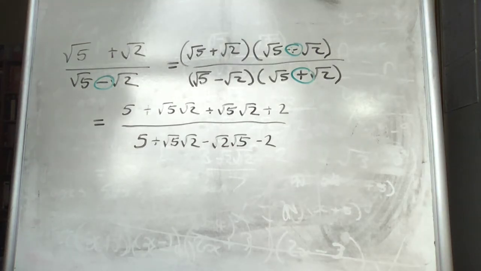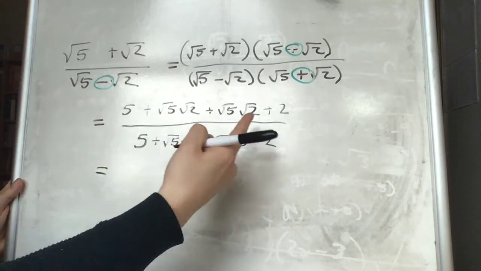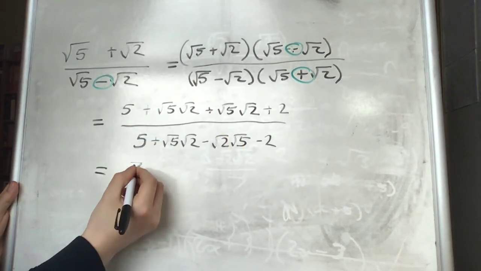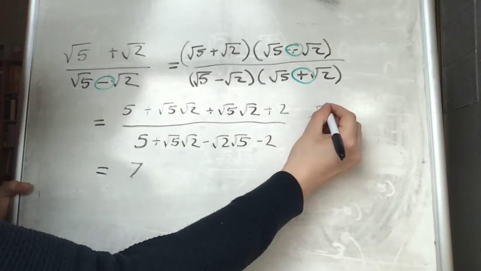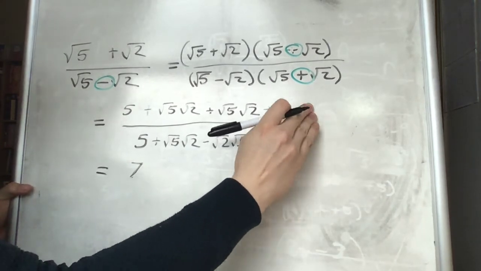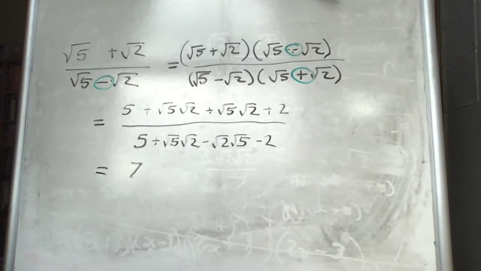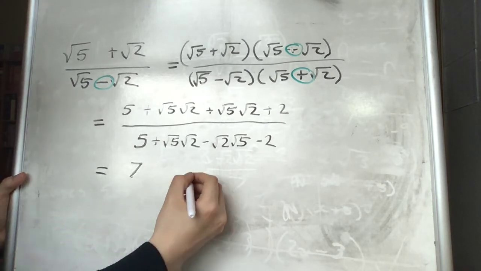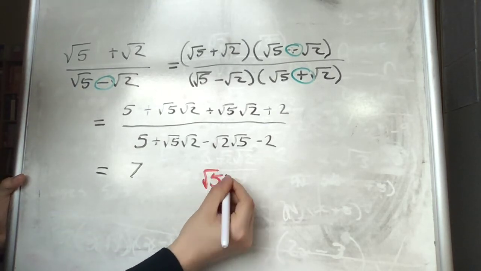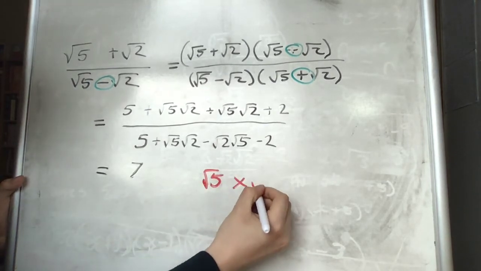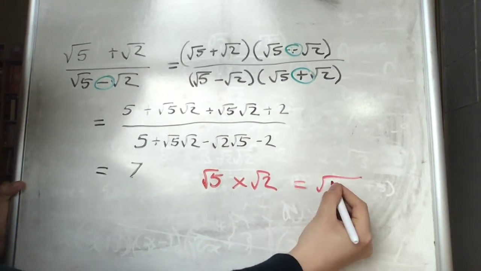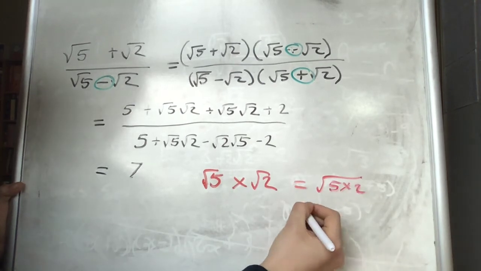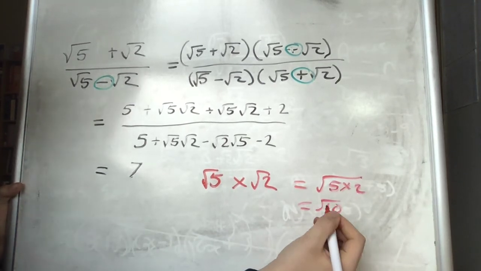To do that, all we need to do is take our 5 plus 2, which equals 7. Very basic maths there. And then with our surds, to break this down, we know that the square root of 5 multiplied by the square root of 2 is simply the same as saying the square root of 5 times 2. So that will equal the square root of 10.